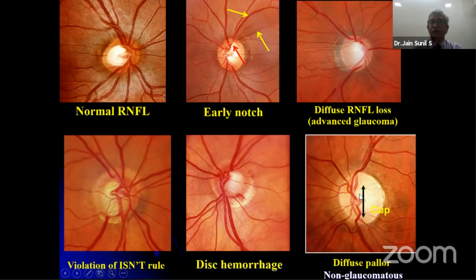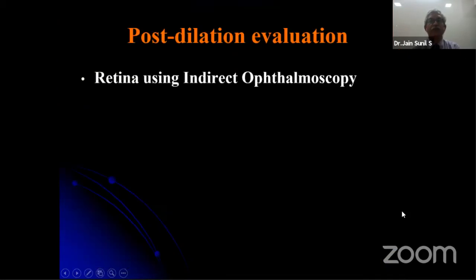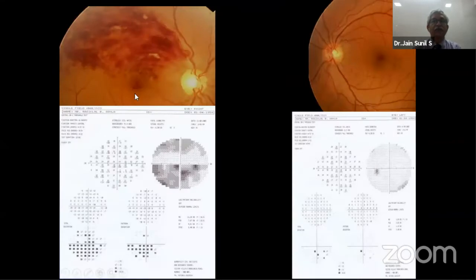You could have a patient who has pallor, but the optic cup is normal. This usually indicates non-glaucomatous disc damage. Retina examination is the thing, and many times we miss out.